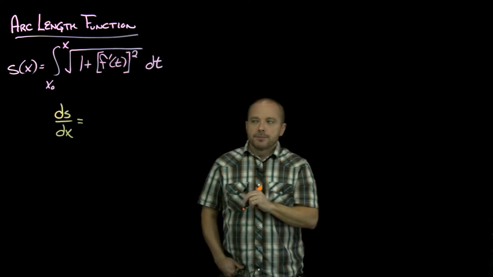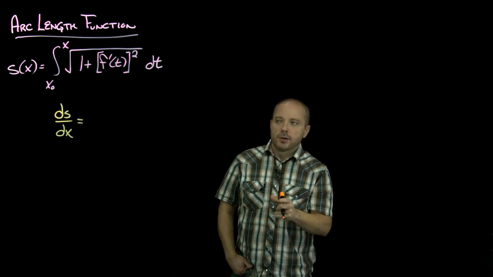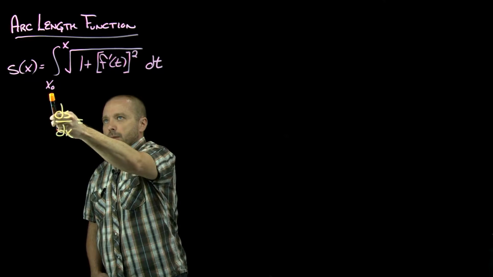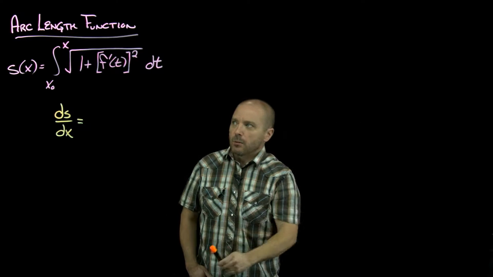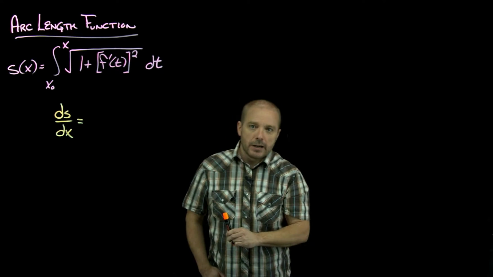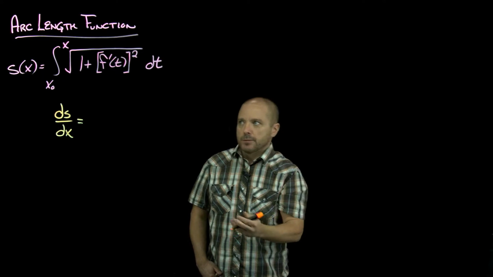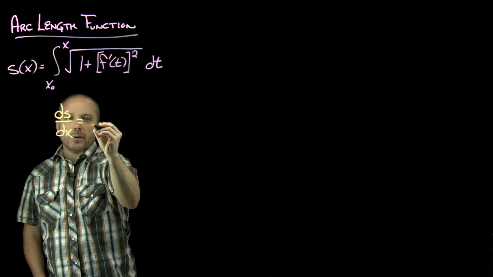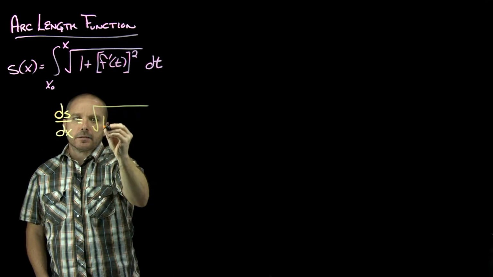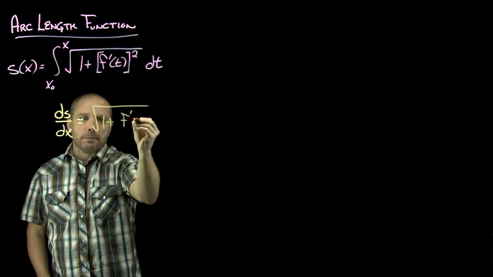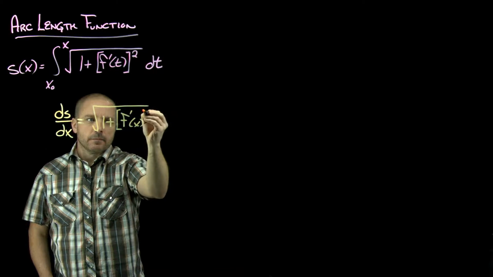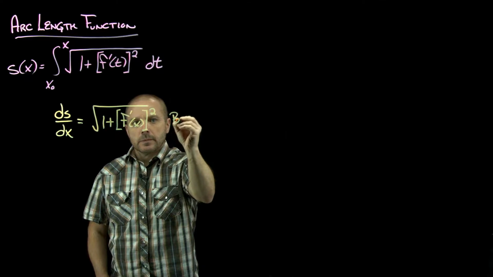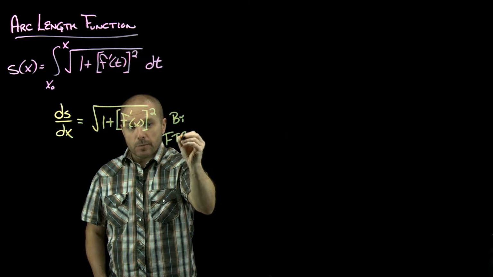Now if you look at that, that looks a lot like the fundamental theorem of calculus part 1. You've got a function defined as an integral from some constant up to the variable, and then we're turning around and differentiating that function. And the fundamental theorem says what you're left with is this integrand evaluated at x. That's by the fundamental theorem of calculus part 1.